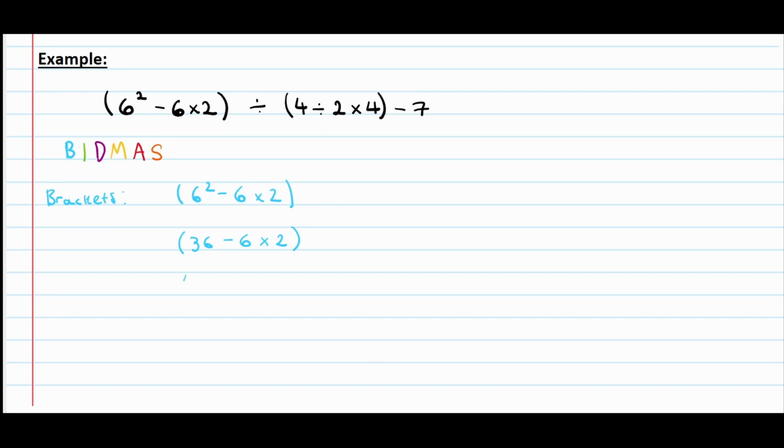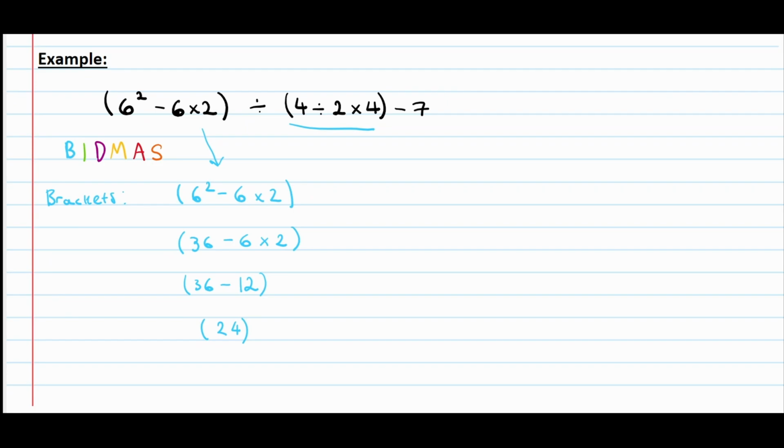We'll leave the 36 alone for now. And then we do 6 times 2, which is 12. So what do we have next? Subtraction. The only thing left is 36 minus 12, which gives us a value of 24. So we have 24. So this is all coming from the inside of this bracket in which we were dealing with. Now that we've dealt with one bracket and we've been left with 24, there is another bracket that we need to solve, and that's this one over here.